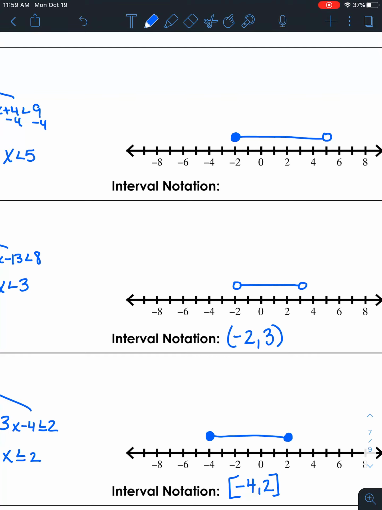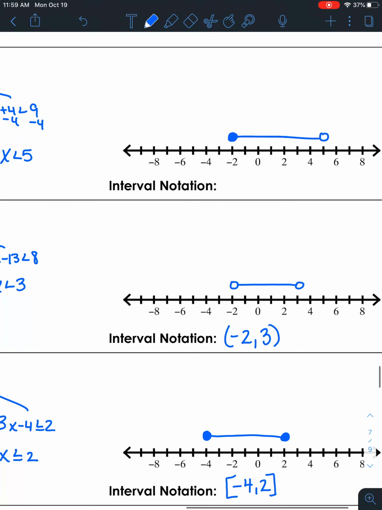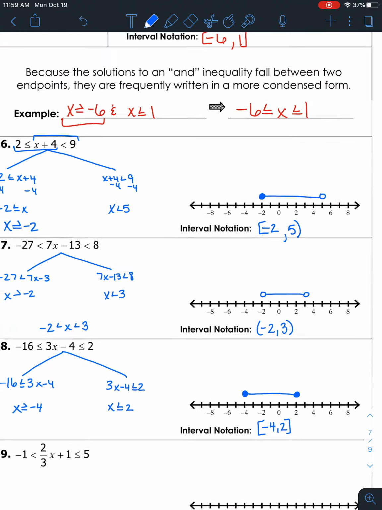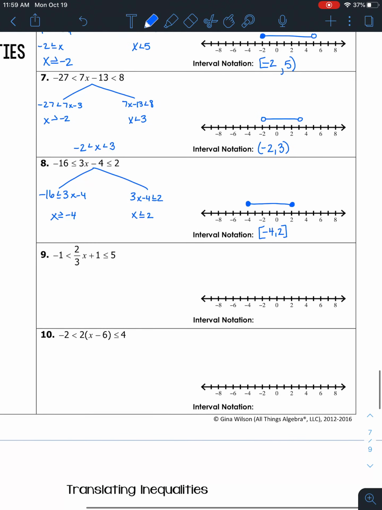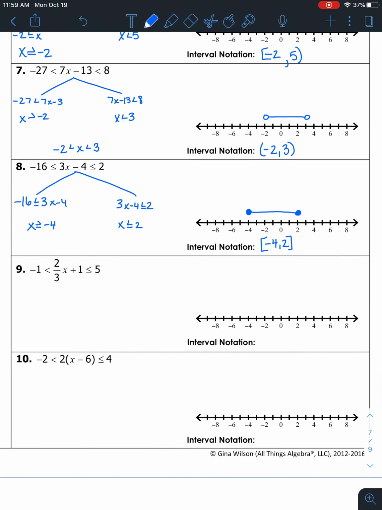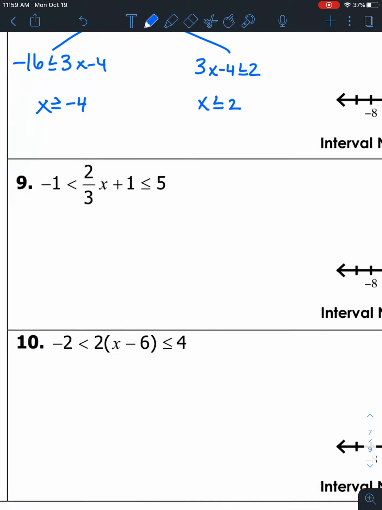Going to my interval notation, again, nice, sweet, and short. My first answer is going to be at negative 2. Closed circle, so it gets a bracket. And then my last answer is at 5, open circle, so it gets a parenthesis. I have done 7 and 8 for you, so check those out, try them on your own, make sure you get the same answer. And let's dive into the last two answers.